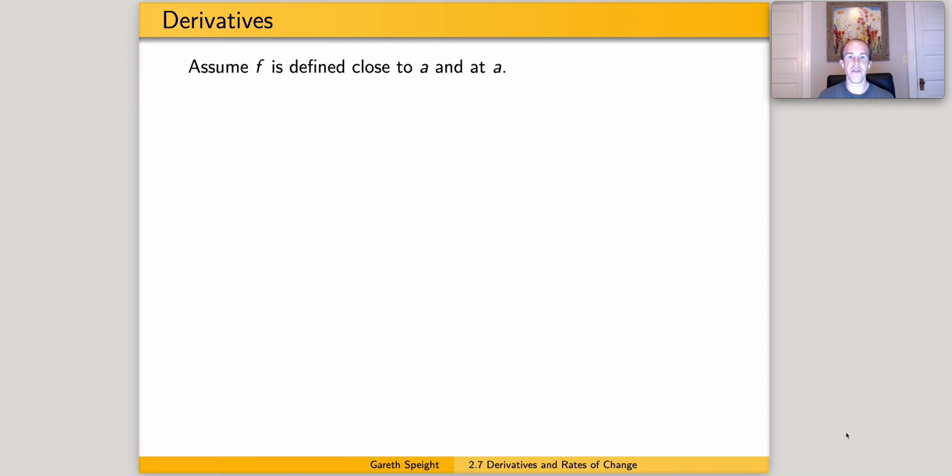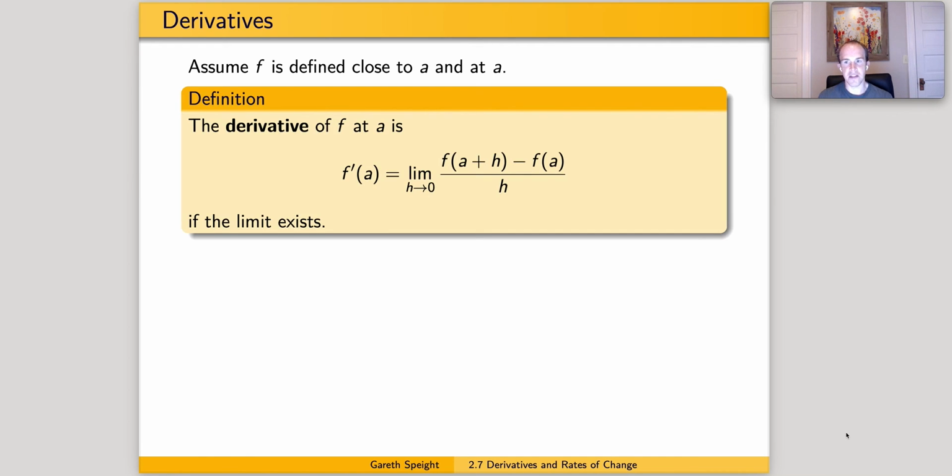So let's define derivatives. We have to assume that our function is defined close to a and at the point a, so both of those. And then we make this computation. The derivative of f at a is called, if it exists, f prime of a, and it's given by this formula. We look at f of a plus h minus f of a, divided by h. We compute it, see what we get, and then we take the limit as h goes to 0. Because h is going to 0, we get some number that depends on a, but doesn't depend on h. That's called f prime of a. This is called the derivative of the function at a, if it exists.